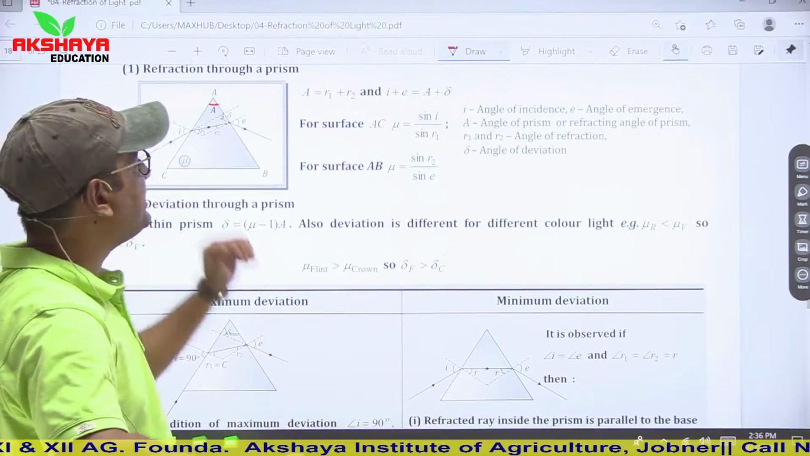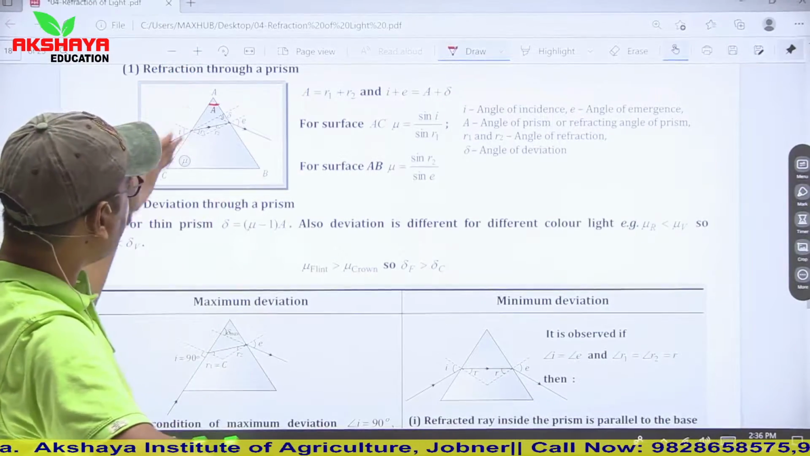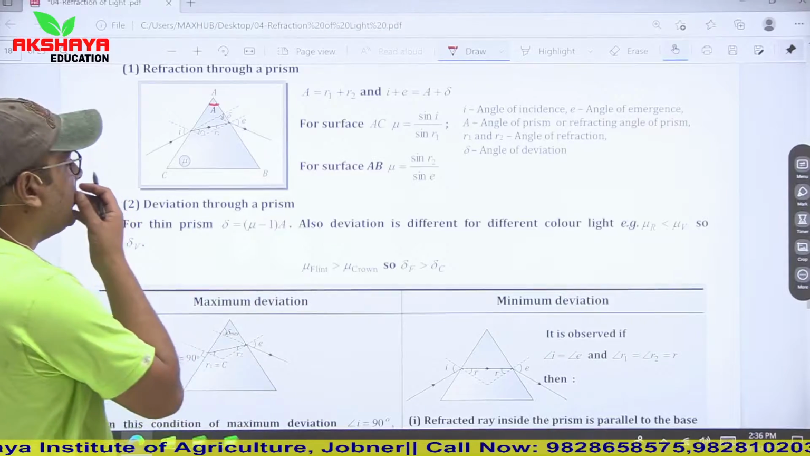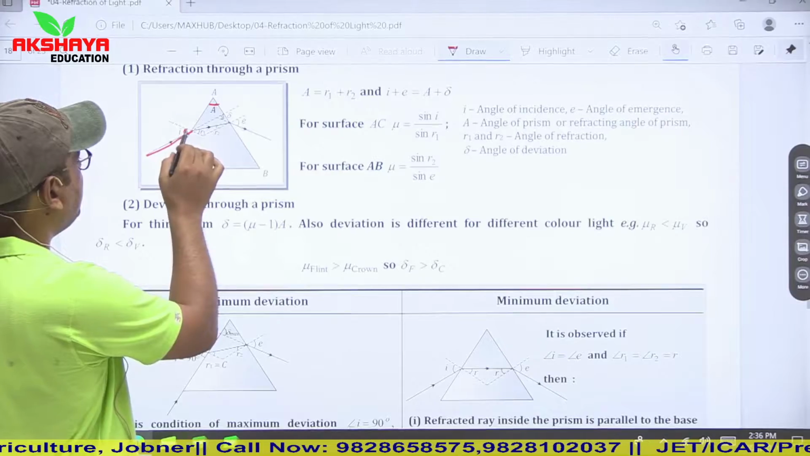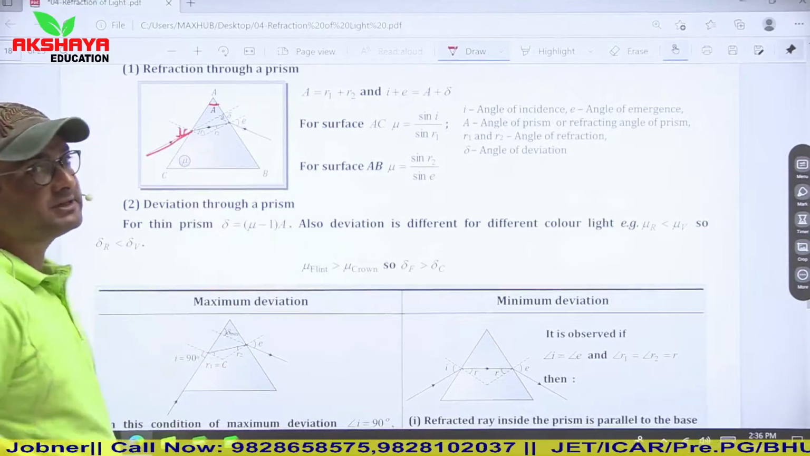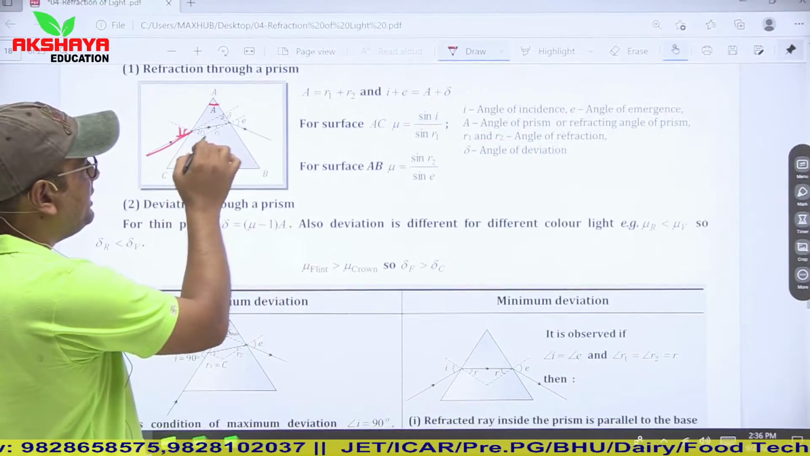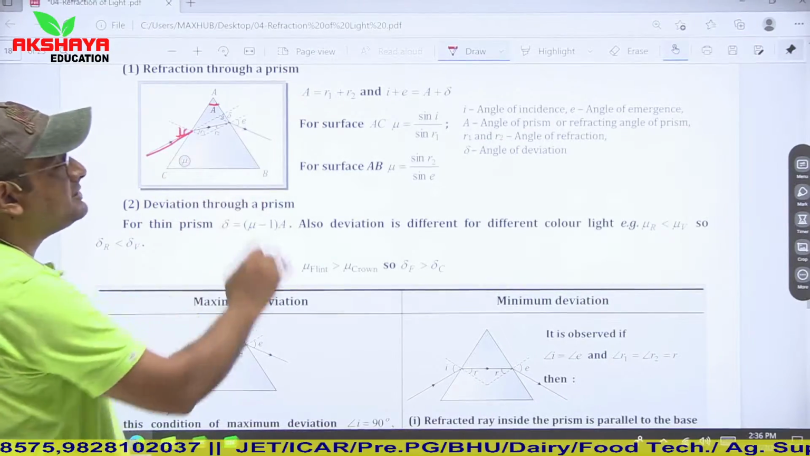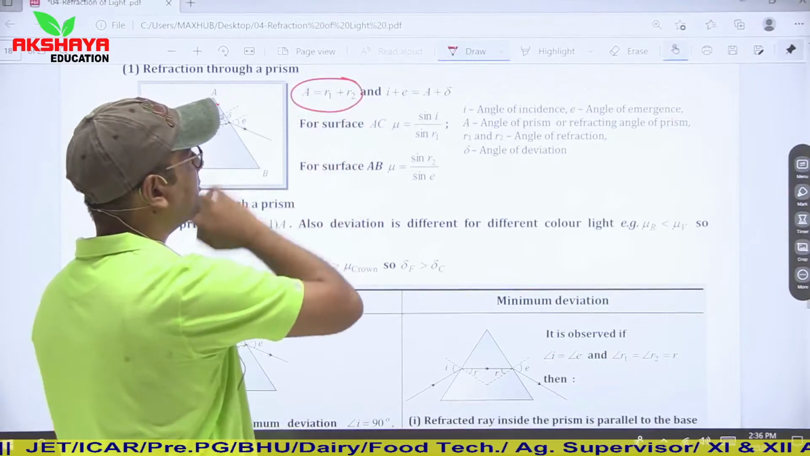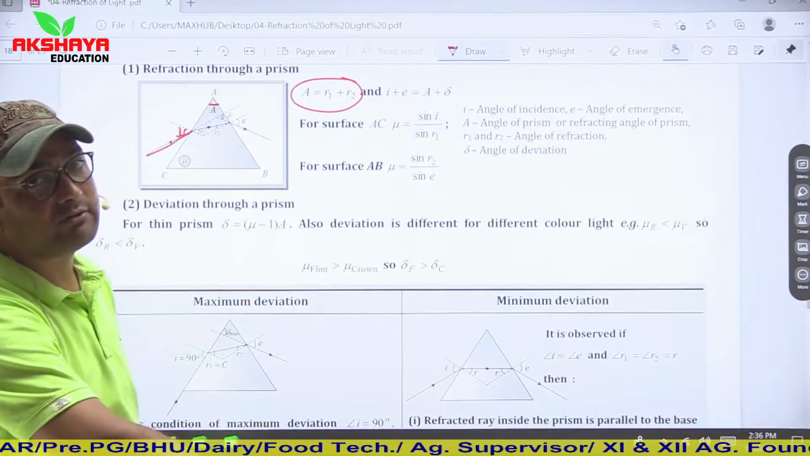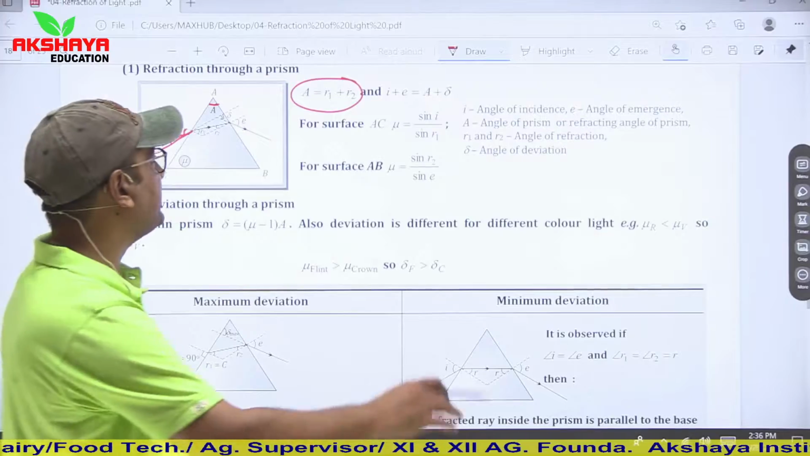Whenever light is incident on any surface of a prism, it refracts two times by the two refracting surfaces AC and AB. So it is very clear from the diagram. Let us say the light ray is traveling by making an angle I on the first surface and angle R1 from this first surface. Angle R2 is made by the second surface and E is the angle of emergence. So from here we can say that A is equal to R1 plus R2. The angle of prism is equal to the angle of refraction from the first side plus the angle of refraction from the second side.